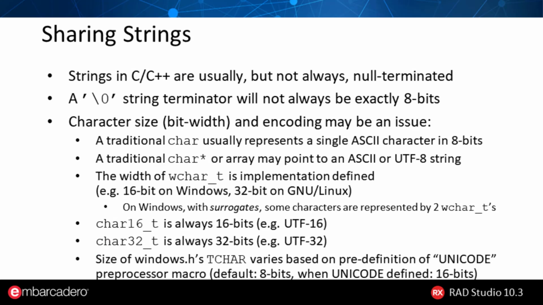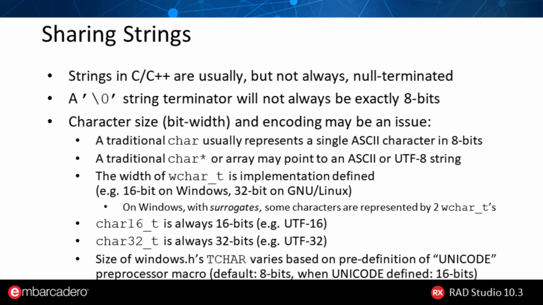Some details about sharing strings between modules. Traditionally, C strings are null terminated. However, that may not always be the case. Sometimes a length parameter or length data is also passed around, and the string may not be null terminated. Additionally, the size of that null terminator may not always be exactly 8 bits, but typically is the size of the characters used in the string.